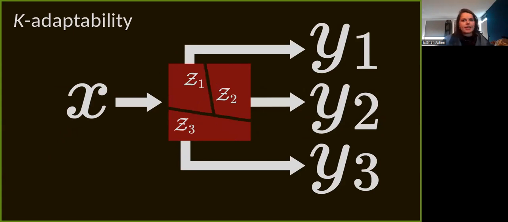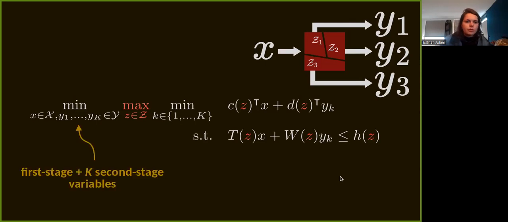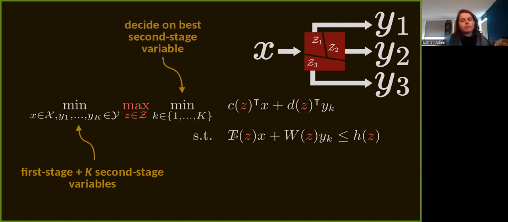And these subsets can have different forms. As you can see here, you can split it either in this way, or in an infinite number of other ways. So this in itself is also a very difficult problem. And the K-adaptability problem is formulated like this. Note that in the first stage, you have your first stage decisions and K copies of your second stage decision. And then you have your adversarial, and then you have to decide in the second stage which of these K decisions is the best.